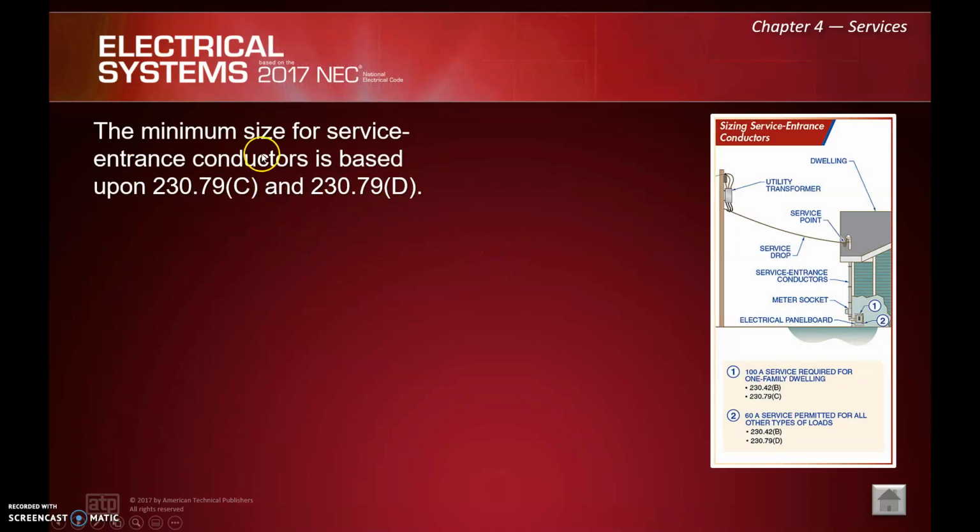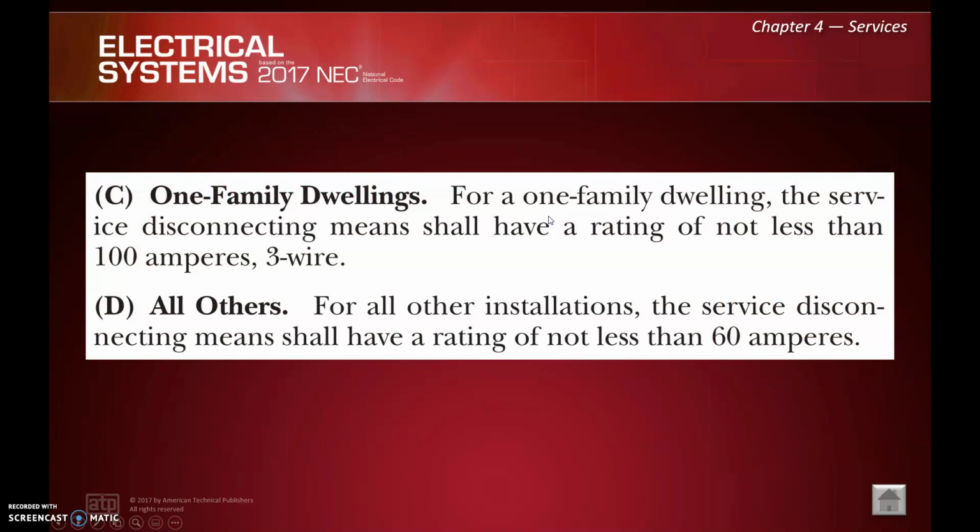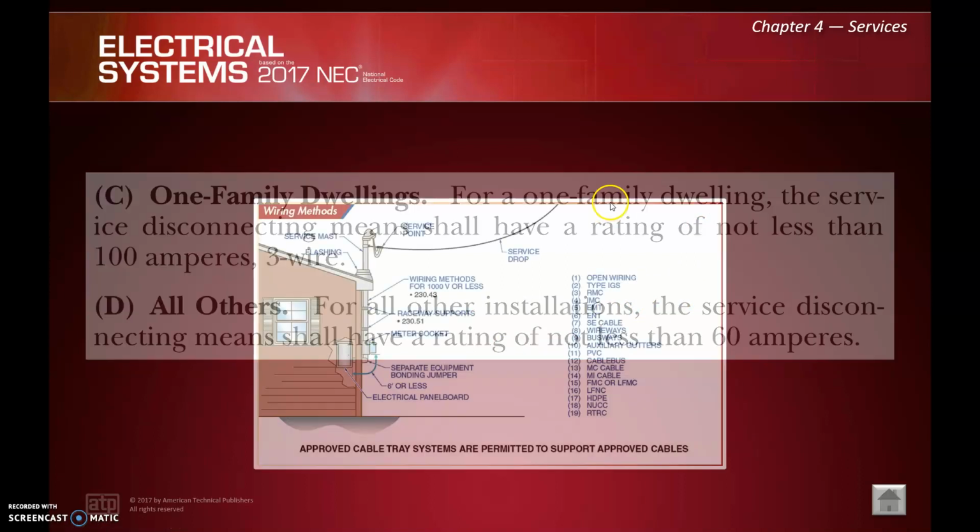Minimum size for service entrance conductors is based on 230.79(C) and (D), which here again for a one family dwelling, the service disconnecting means shall have a rating of not less than 100. For letter D, they tell us for all other installations, so non-dwellings, essentially the service disconnecting means shall have a rating of not less than 60 amps. So if it's a one family dwelling, 100 is as low as you can go. That's the one that always comes up. This D is kind of a special exception. Think of weird things, billboards, bus stops, things like that.